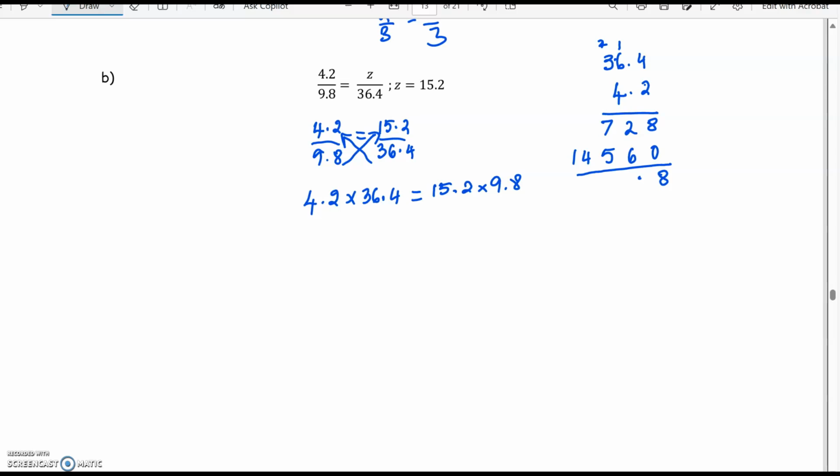8, 6, 7, 8, 7 plus 5 is 12. 4 plus 1, 5. 1, 5, 2, 8, 8. That's what we have. And now we're going to place the decimal point. There's one decimal place here, one more here, a total of 2. So we need 2 decimal places in the final answer. So it's 152.88.